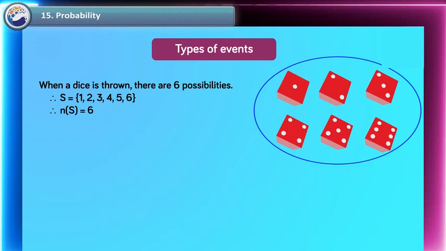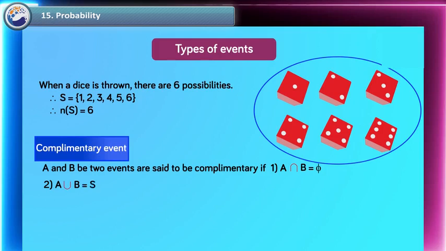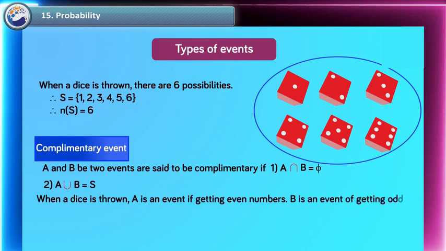Complementary event. A and B, 2 events are said to be complementary if 1. A intersection B is equal to empty set. 2. A union B is equal to sample space S. Example, a dice is thrown. A is an event of getting even numbers. B is an event of getting odd numbers. Here A is equal to 2, 4, 6. B is equal to 1, 3, 5.